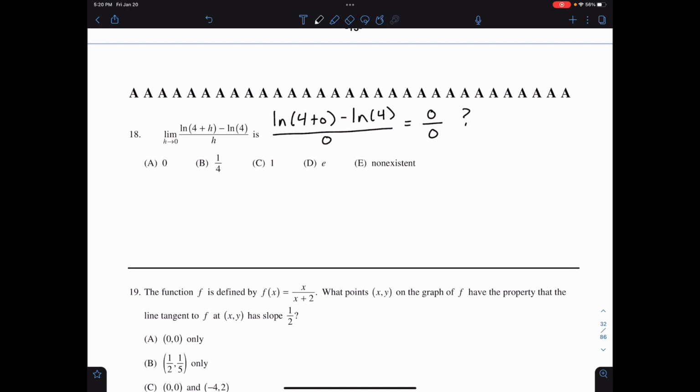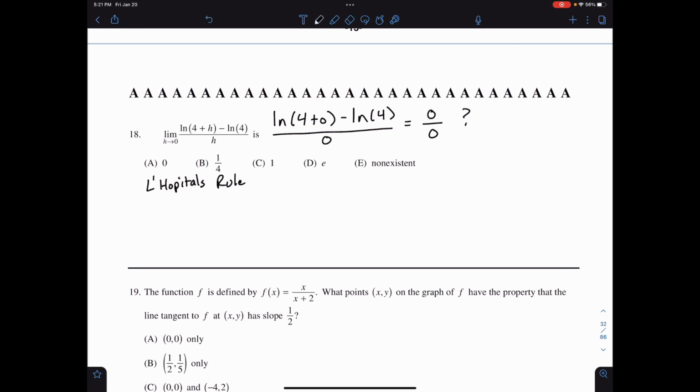Now, you might be tempted to say non-existent, but whenever we get a limit that is 0 over 0, it does not immediately mean that the limit is non-existent. Here, we need to use something called L'Hopital's rule, which pretty much says when you get a limit that's 0 over 0, you take the derivative of the top and the derivative of the bottom, and you find the limit of that.